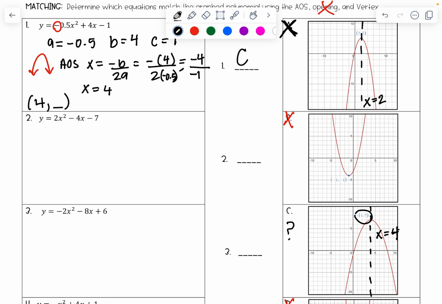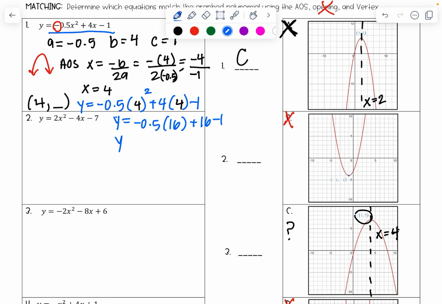So if I wanted to find Y, I would plug it into my original equation, negative 0.5x squared plus 4 times x minus 1. We said x was 4. And if I simplify this in my calculator, that gives me Y equals negative 0.5, 4 times 4 is 16, 4 times 4 is 16 again.